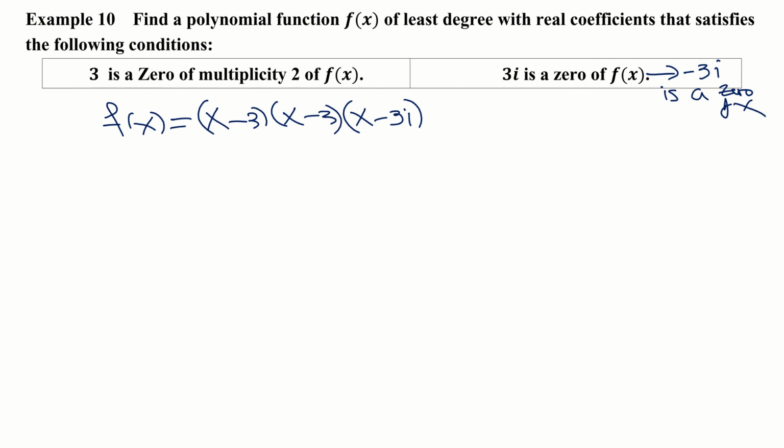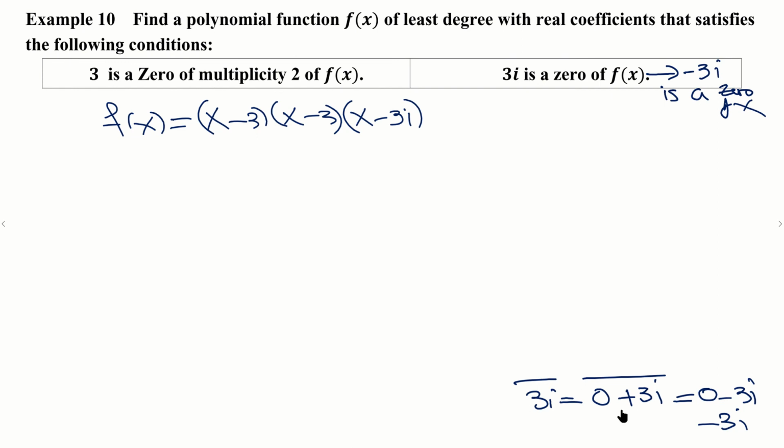Now you may go, where's the a plus bi here? Well, 3i you can think of as 0 plus 3i, so the conjugate is going to be 0 minus 3i. There we go.